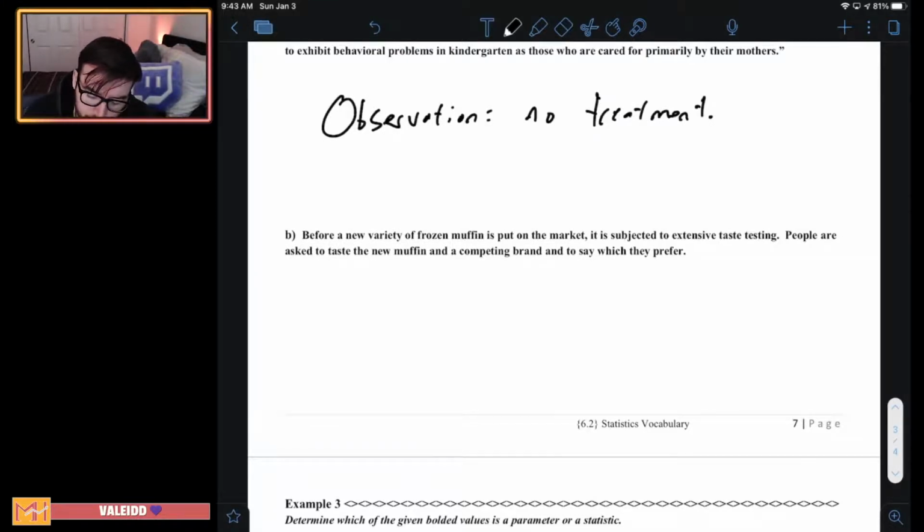Before a new variety of frozen muffin is put on the market, it is subjected to extensive taste testing. People are asked to taste the new muffin and a competing brand and to say which they prefer. Okay, I don't know if you already can guess it, but this sounds like an experiment to me, right? These people are specifically being given a muffin, right? As weird as it sounds, that's a treatment, right?